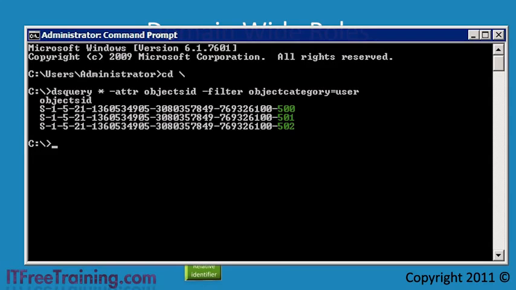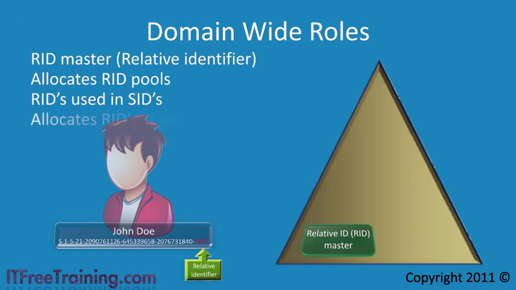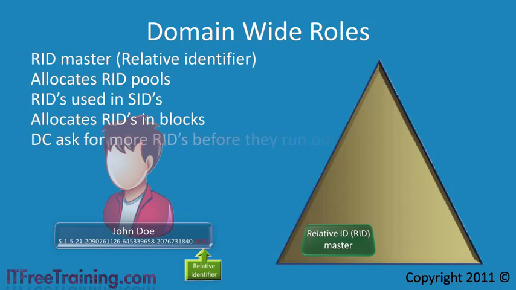The relative ID is a sequence of numbers that is allocated by the RID master. Having said this, the RID master gives out relative IDs in blocks. For this reason, you don't need a super fast connection back to the RID master. Also, a domain controller will request more relative IDs from the RID master before it runs out. If the RID master is down for a little while, it should not have an impact on your organization.